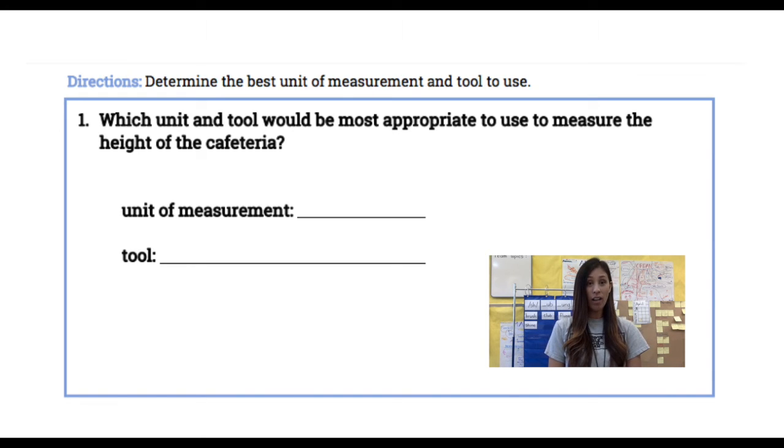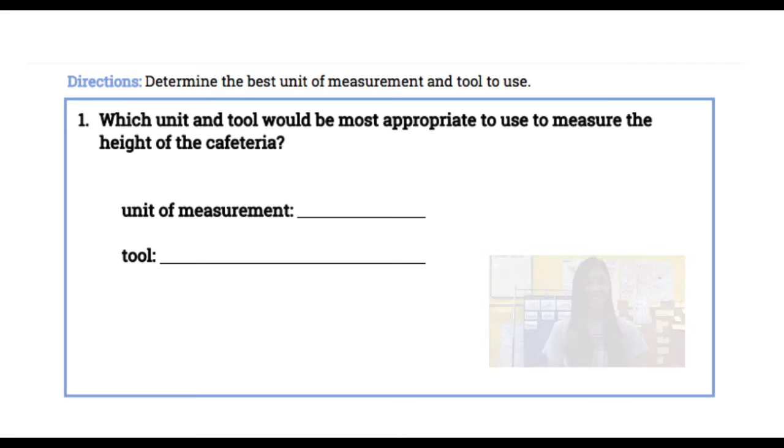As my tool, I would use a measuring tape because I can stretch a measuring tape all the way from the floor to the ceiling. If I used a ruler, I would have to use finger marks to hold my place, and that would take a really long time. Same thing with the yardstick. So a measuring tape is just the most efficient and the most effective tool to use in this case.